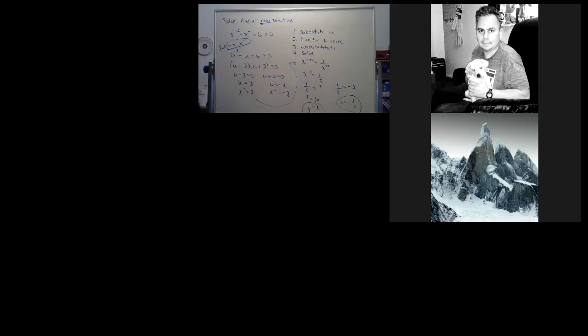So much different. I really like this one for some reason. I'm not really sure why, but it appeals to me. I think it's a lot easier than some of the other ones that are in this section. Okay, any comments or questions about that? We're still following the same 4 steps. We substituted, we factored and solved, we unsubstituted, and then we solved again.